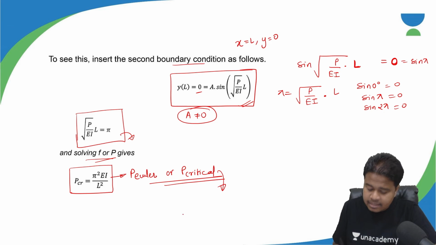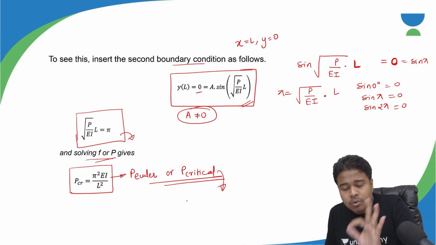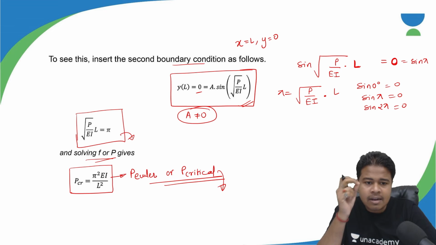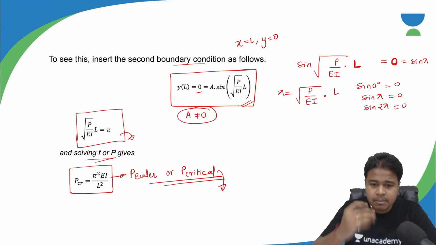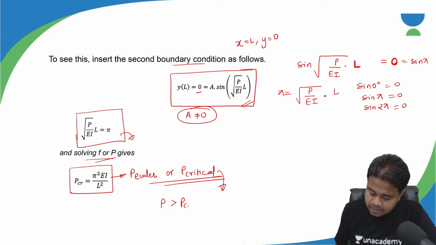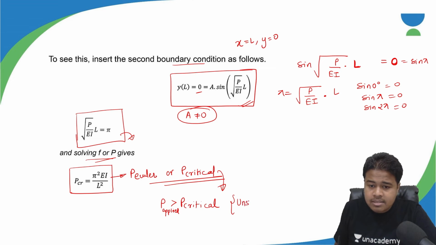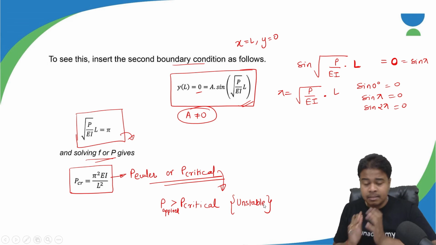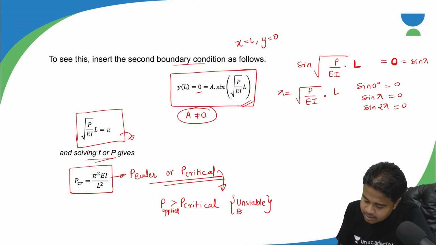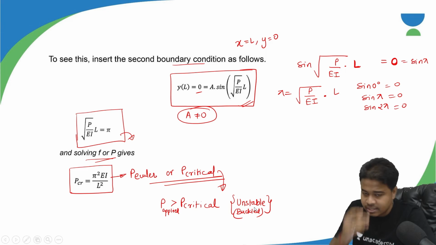This is the minimum load above which the column will start buckling. Suppose the applied P is greater than P critical. Then the column will become unstable. Remember this. It means it has already started buckling. Unstable means buckled, already started buckling.